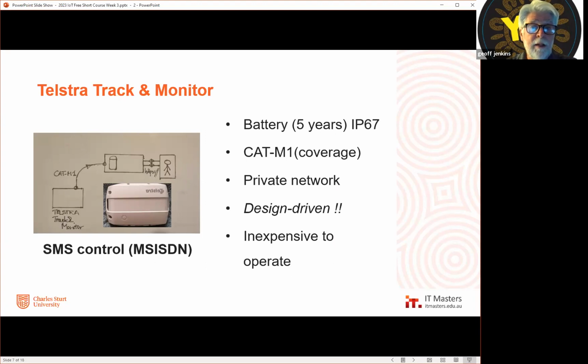So there's the summary: battery up to 5 years, IP67 casing, Cat M1 with enhanced coverage and power management, all on the Telstra private network. Come back to design driven in a second, but it's inexpensive to operate this one. The device itself is relatively inexpensive to buy, and then you don't have to replace the battery. The assumption is that you'll throw the thing away when you're finished with it or recycle it appropriately.